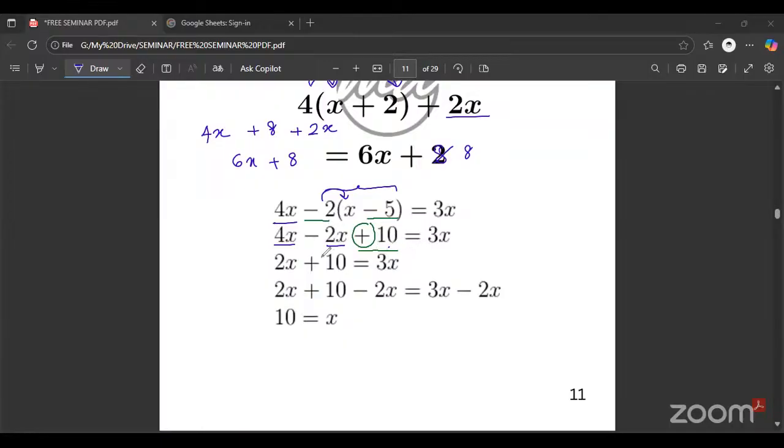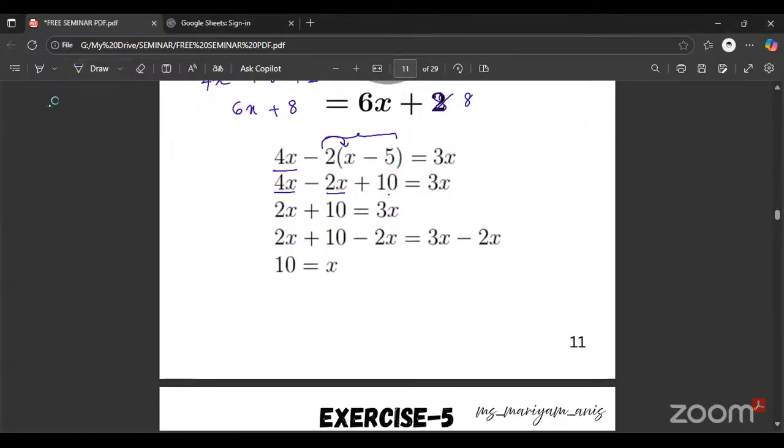So 4x minus 2x plus 10 is equals to 3x. You bring all your x's to one side. 4x minus 2x is 2x. So I bring all my x's here. 3 minus 2 is 1. And 10 will remain 10. We have no working over there. That's the final thing you have to do. Is it clear? Yes.